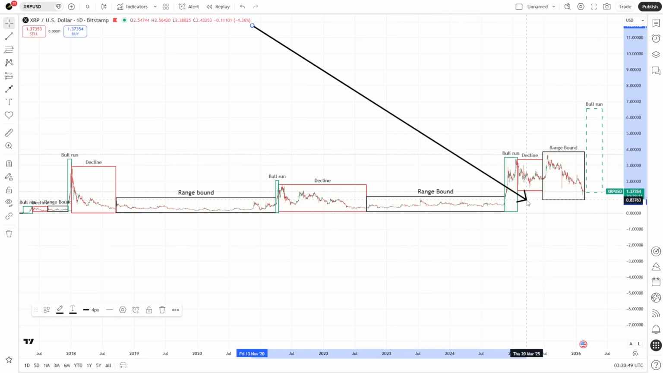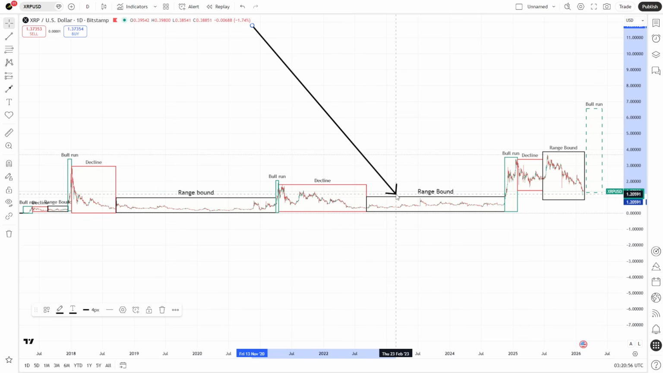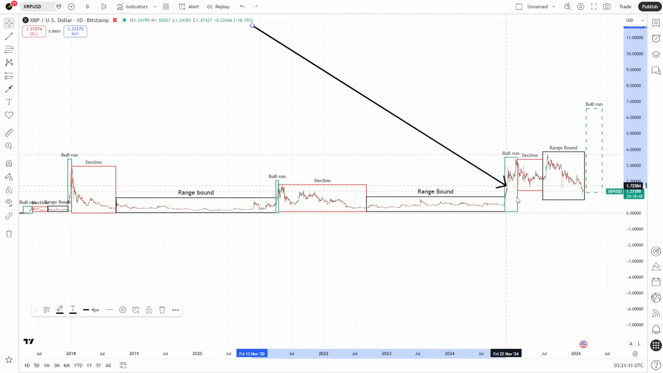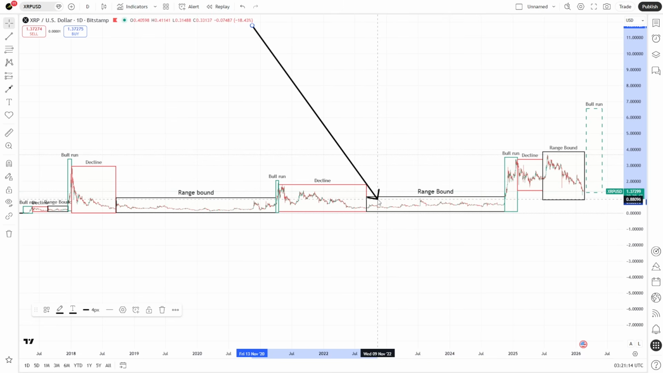Now, what the XRP chart does not give us examples of is a mix and match. In other words, a large decline and a small range-bound time. So if you believe that we are in a decline, you need to buckle up for the long ride or road that will come after this decline.